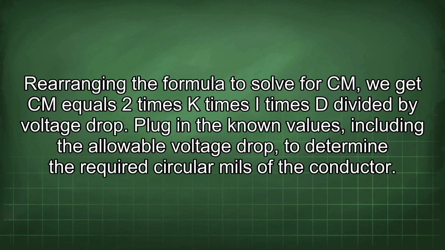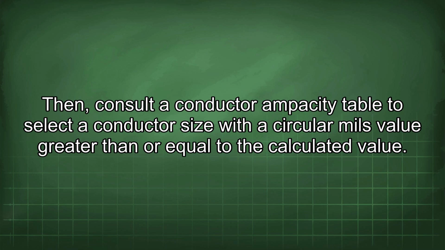Rearranging the formula to solve for Cm, we get Cm equals 2 times K times I times D divided by voltage drop. Plug in the known values, including the allowable voltage drop, to determine the required circular mils of the conductor. Then, consult a conductor ampacity table to select a conductor size with a circular mils value greater than or equal to the calculated value.